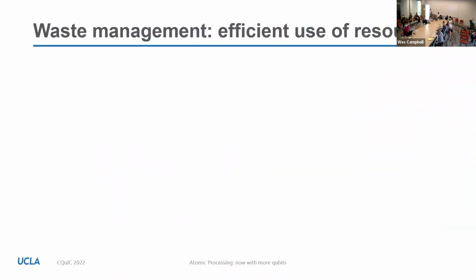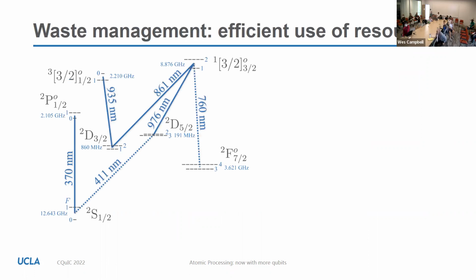Okay. So waste management, let's talk about resources. The state space here is actually pretty big, right? We have many different levels. And of course, this is a vanishingly small fraction of the actual levels in the atom. For the most part, what I'm going to be talking about in this part of the discussion is only the long-lived states. Those are the ones that tend to be most useful for storing and processing information. The other ones are useful during that process, but we don't tend to move the information into those states, at least not for very long.